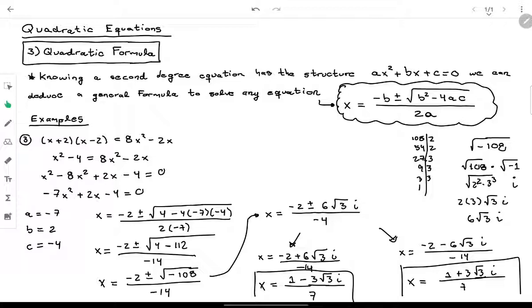So that's the importance of the quadratic formula. We can use the quadratic formula on any of our equations. It doesn't matter what type of solution we have. With the quadratic general formula, we can obtain the answer. So that was it for quadratic equations using the quadratic formula for solving second order or second degree equations.